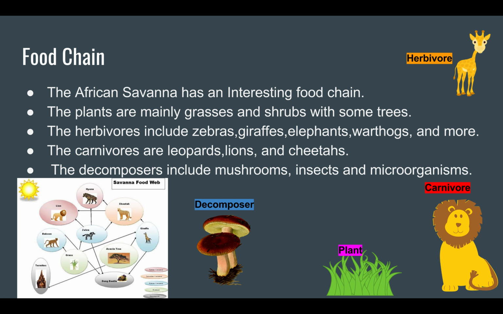The food chain in the savanna ecosystem. The plants are mainly grass and shrubs with some trees, like I said before. The herbivores include zebras, giraffes, elephants, warthogs, and more. The carnivores are leopards, lions, cheetahs, and more. And I put a picture of a plant. The decomposers include mushrooms, insects, and microorganisms. And here's a little picture I found of the savanna food web to explain it more.